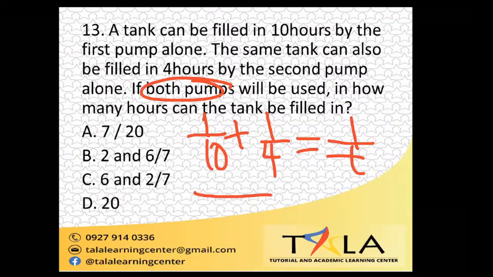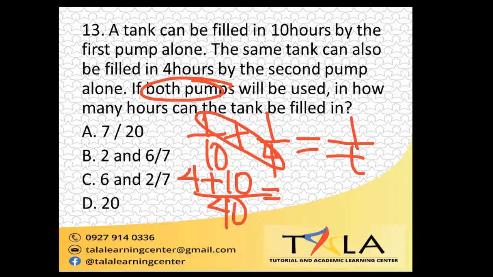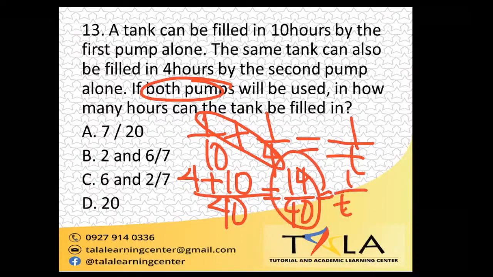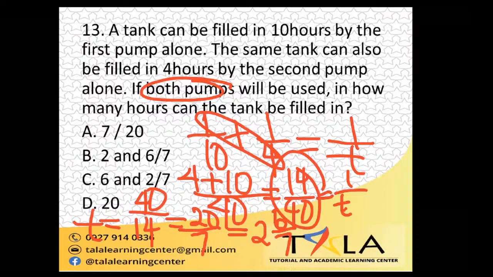So, we can do the butterfly. 10 times 4, that's 40. 1 times 4, that's 4 plus 10. So, 4 plus 10, that's 14 over 40 equal to 1 over t. Pero t yung hinahanap mo, so what you can do, baliktarin mo lang to. So, t is equal to 40 over 14. So, if you will simplify 40 over 14, you'll have 20 over 7. Okay? Or if you simplify 20 over 7, 2 and 6 over 7. So, letter B.